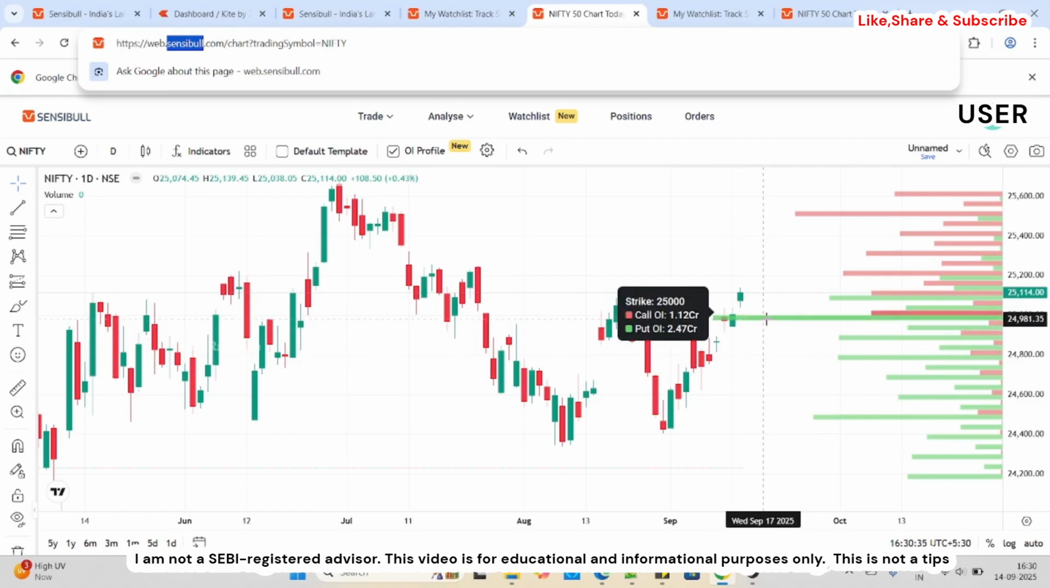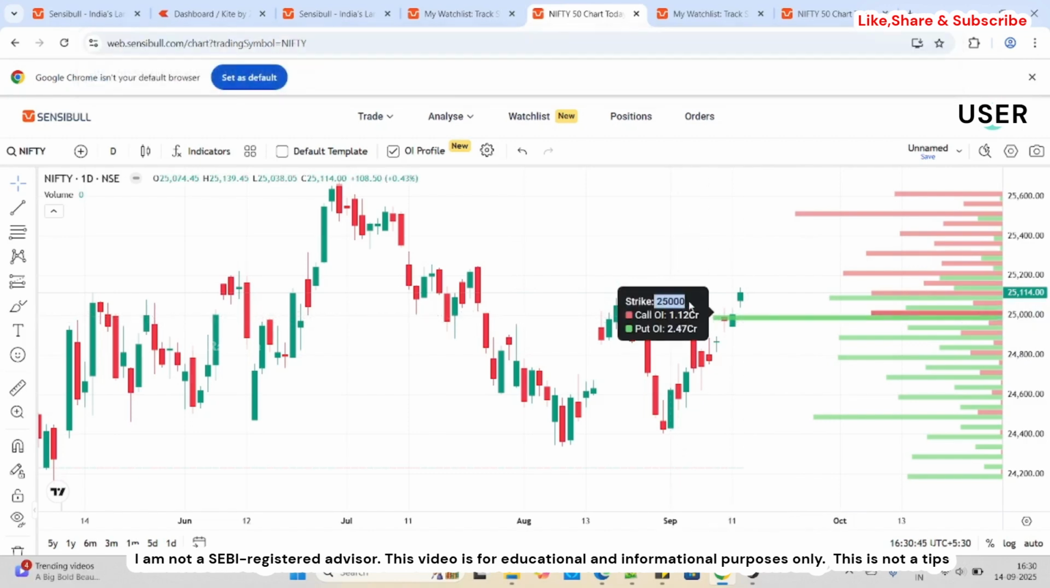What is open interest? If you click on this bar, there is a 25,000 strike price. You can see it here. There is a call option open interest of 1.12 crore. I'll explain what is meant by a call option. And we also have a put option here, with 2.47 crores. These are the open interest of the put option. So what is meant by a put option, and what is meant by a call option? This is not a naked buy or naked put option.